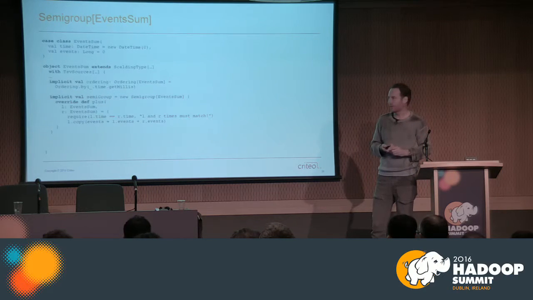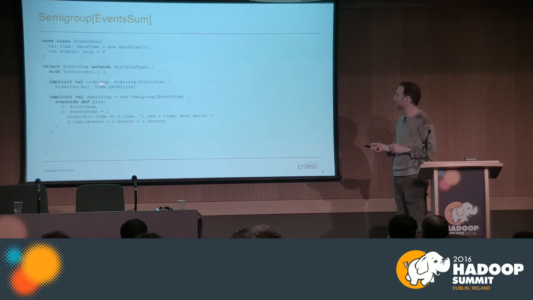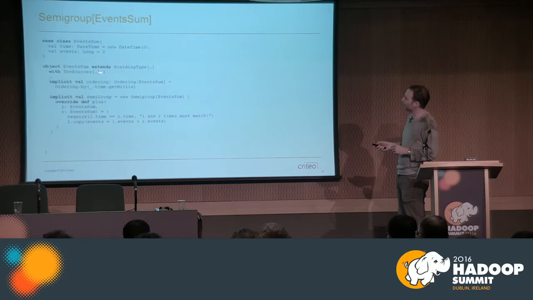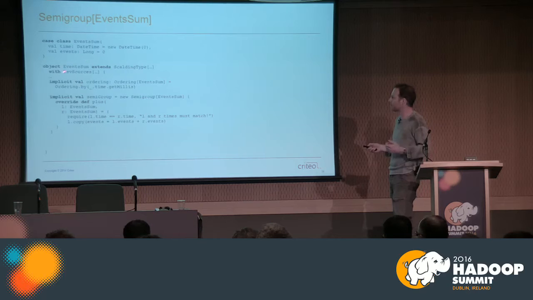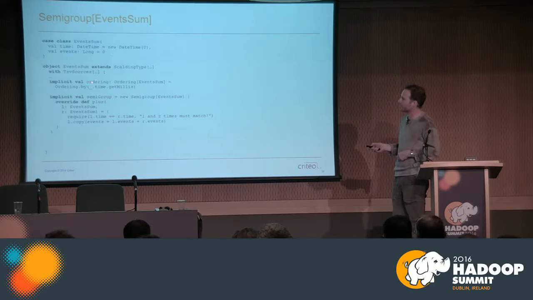So we're going to go ahead and implement a semigroup now. And what you can see is we're back in our companion object, and we've got an implicit ordering. Going up here, you see we've just got these two things. So what are we going to order on? Well, we're going to order on time. We're not going to order on events. That doesn't make any sense because the events are the things we're going to combine.